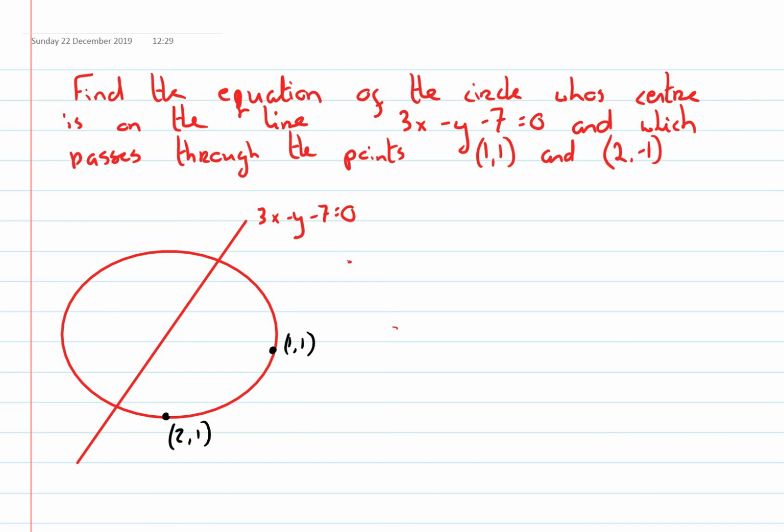Okay. So here's my thinking. I know the centre of the circle lies on this line. If I draw a chord between this point and this point, if I bisect the chord and draw a line perpendicular to that chord, I get this line. Where that line crosses the red line is the centre of the circle. If I have the centre of the circle, that's great. I then find the radius, which is the distance between the centre and one of those points.